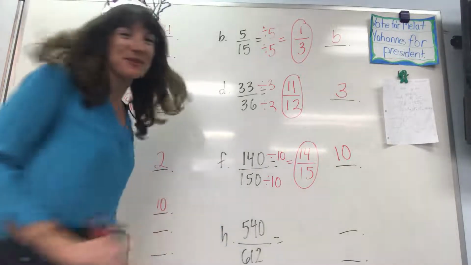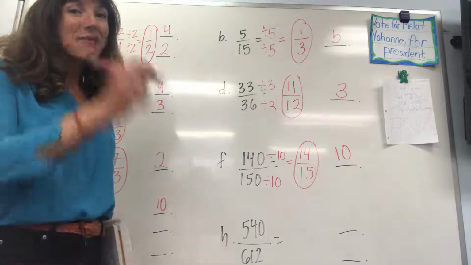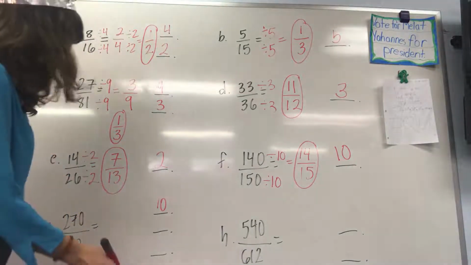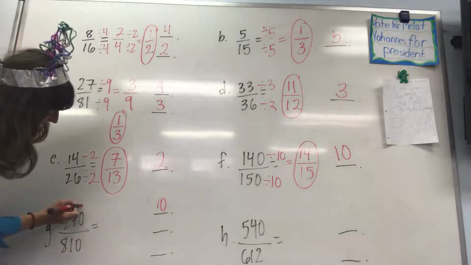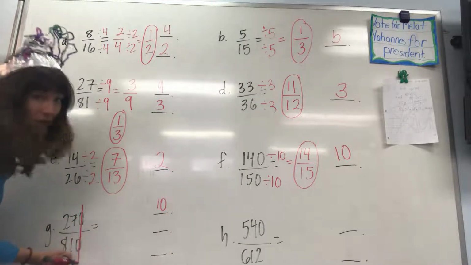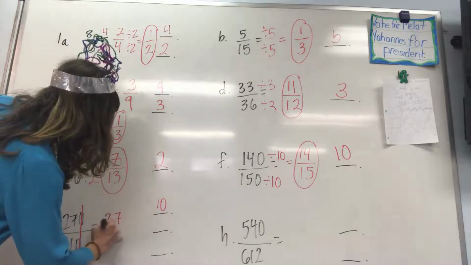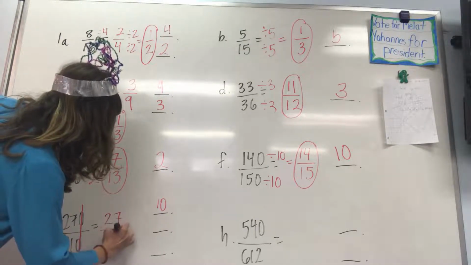Now check this out. Check out what Miss Caitlin's going to do. I am just going to cross out those zeros. Watch. I go like this with my pencil. I just get rid of those zeros. And now I have 27 over 81.